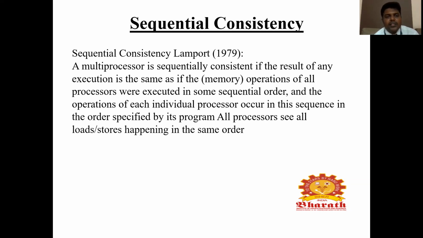Sequential consistency was developed by Lamport in 1979. A multiprocessor is sequentially consistent if the result of any execution is the same as if the memory operations of all the processes were executed in some sequential order, and the operations of each individual process occur in this sequence in the order specified by its program. So all processes see all loads and stores happening in the same order.